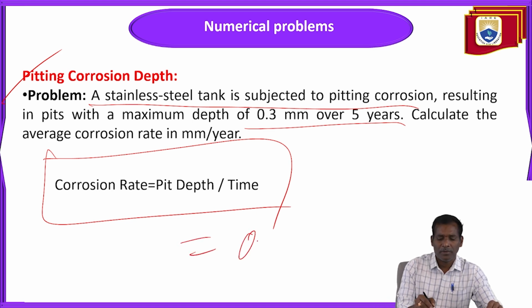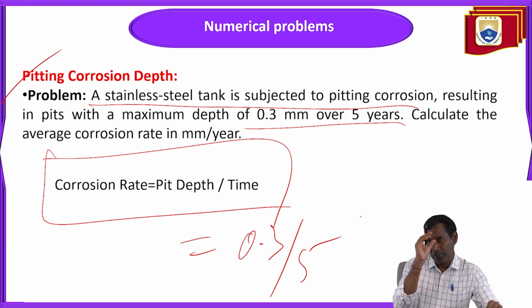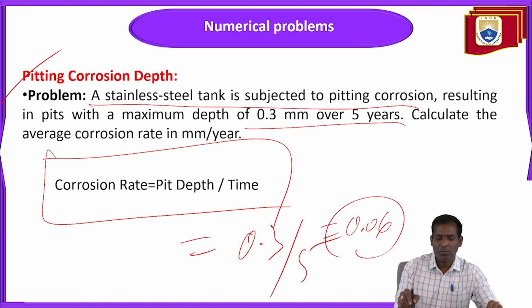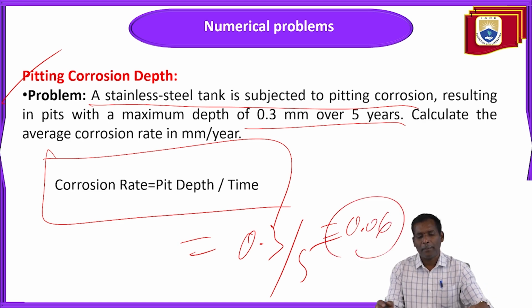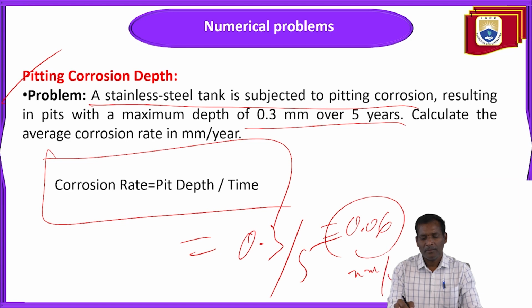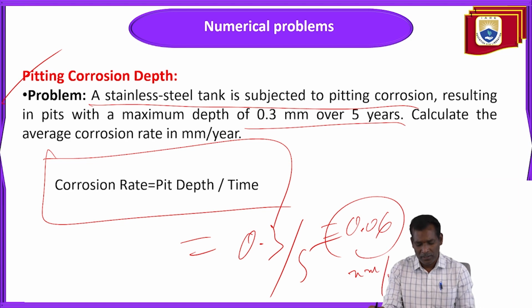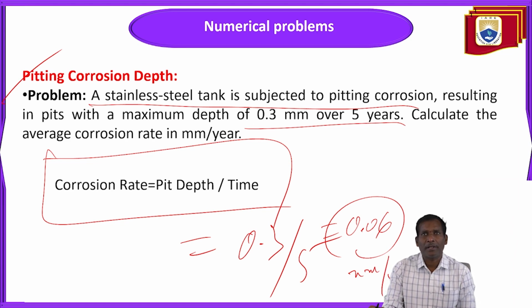Calculate the average corrosion rate in mm per year. So the pit depth given 0.3 and number of years is here 5. So you will get 0.06, the corrosion rate, mm per year. 0.06 mm per year. That is the corrosion rate.